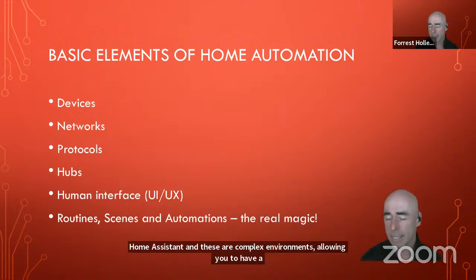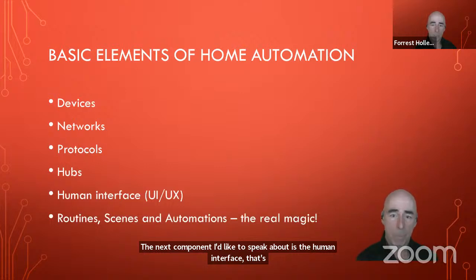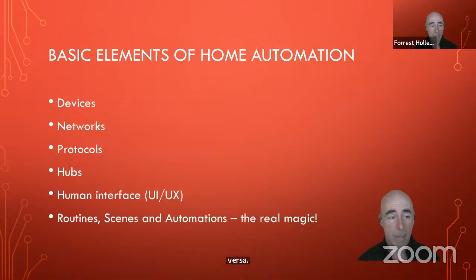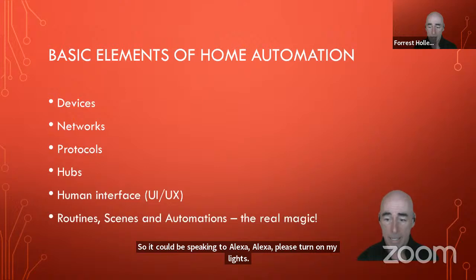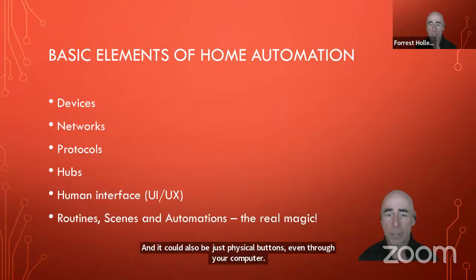The next component I'd like to speak about is the human interface. That's every way we have to communicate as a person to the smart home and vice versa. So it could be speaking to Alexa, "Alexa, please turn on my lights." It could be the visual pad on an Echo screen or Google Home screen. And it could also be just physical buttons, or could even be through your computer, right? So that's the user interface.